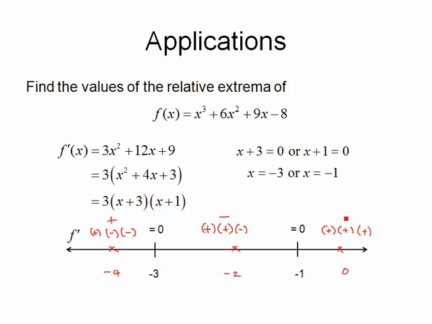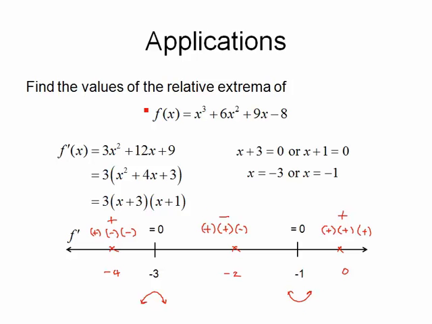So overall, that's positive. So we know the function was increasing until -3, decreasing from -3 till -1, and then after that it was increasing again. So we see that it went from positive slopes to negative slopes, so that must be a relative maximum at -3. It went from negative to positive at -1, so that must be my relative minimum.